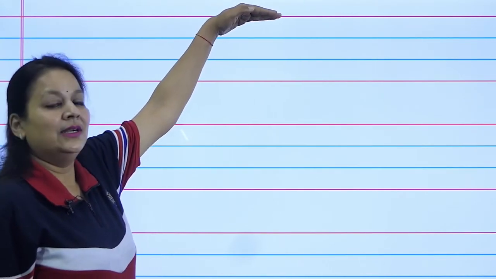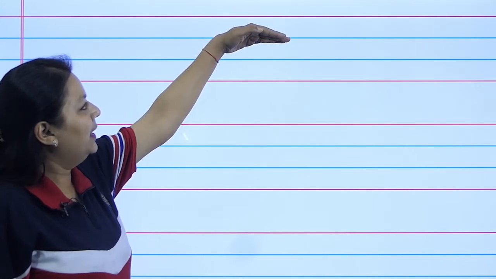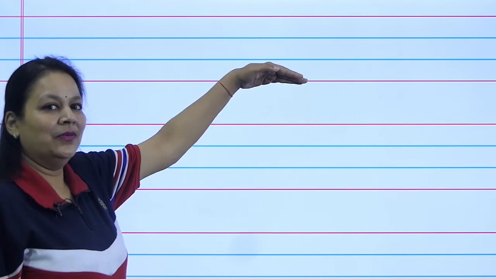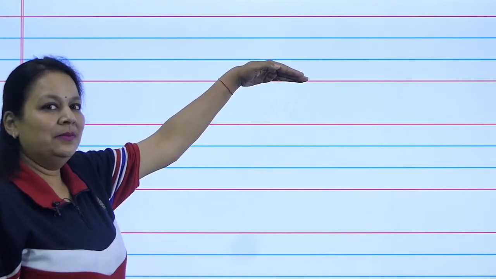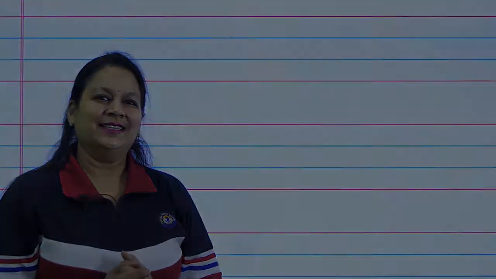First one is top line. Second one is middle line. Third one is baseline. And the fourth one is bottom line. Hooray! We have done it!